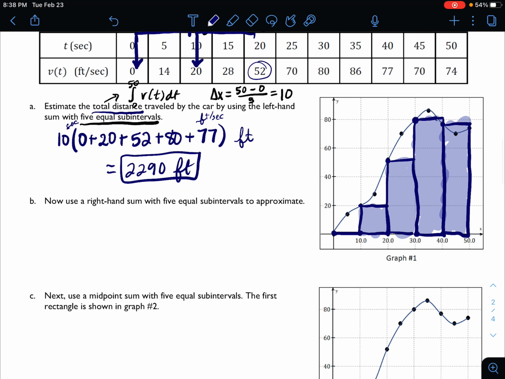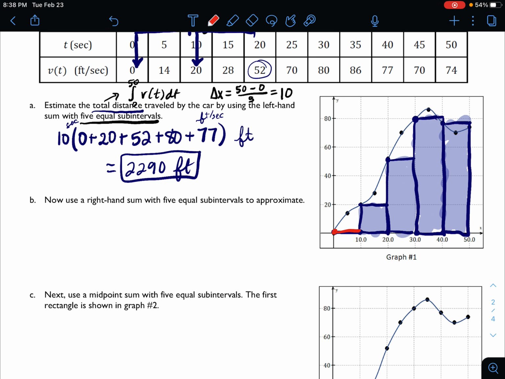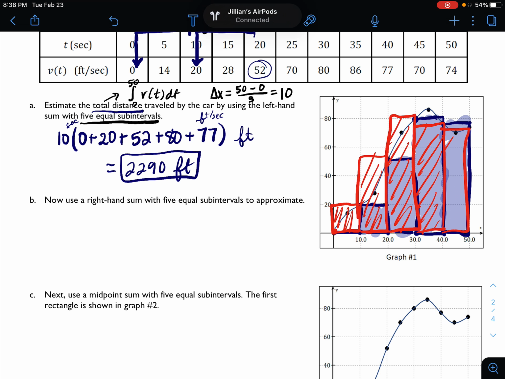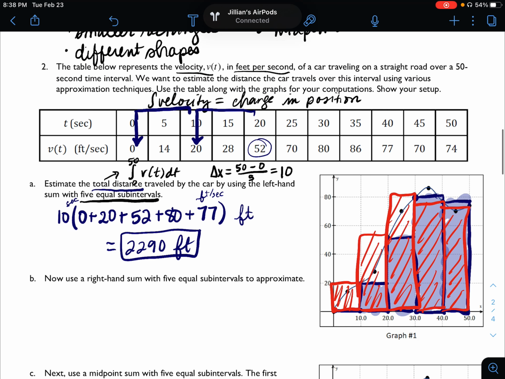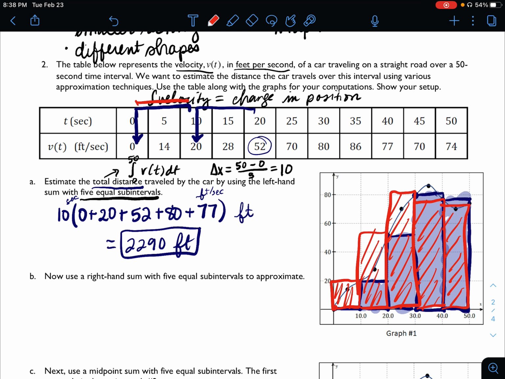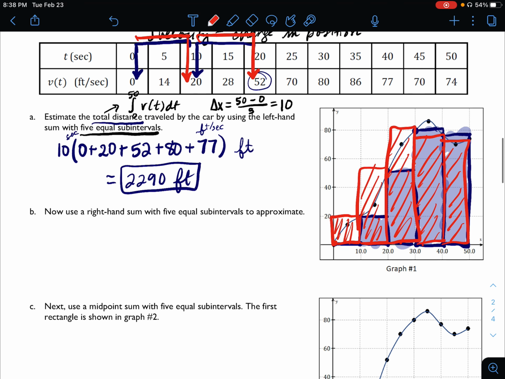Now let's do the same thing, but let's do a right-hand sum instead. So for my right-hand sum, same idea. I'm just going to use the right values as my height. I'm going to go a little bit faster now. And so you'll see some of those same values that we had before just kind of shifted to the right. And so when I'm going from 0 to 10 now, I'm going to use the height 20 at first. And then from 10 to 20, I'm going to use 52. So I'm using the right endpoint there.